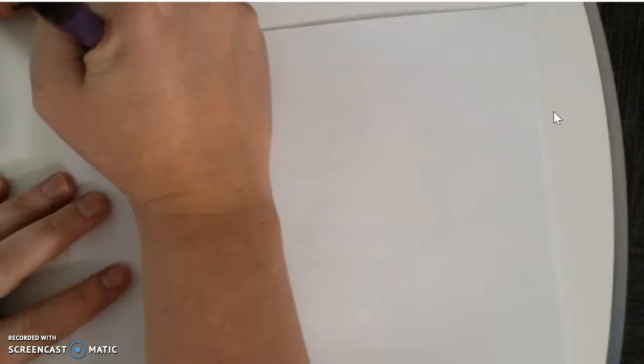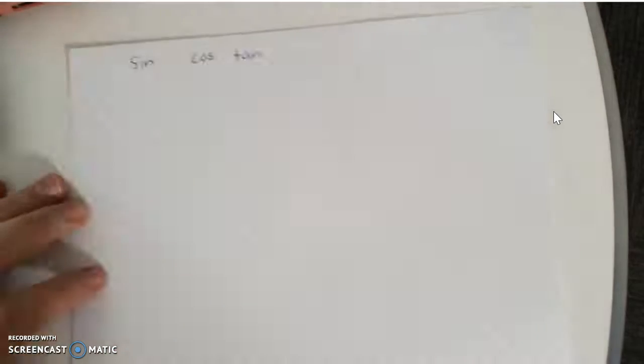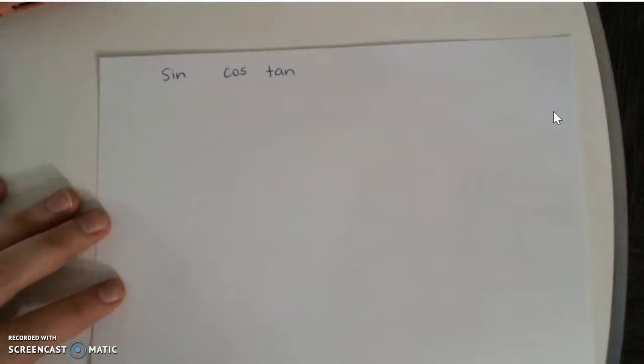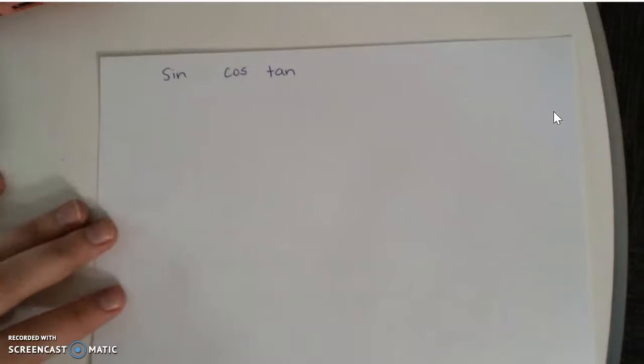All right, so today we learned about our three basic trigonometric identities. The three of those were sine, cosine, and tangent, and these will help us figure out the sides of right triangles when they are not our special triangles.